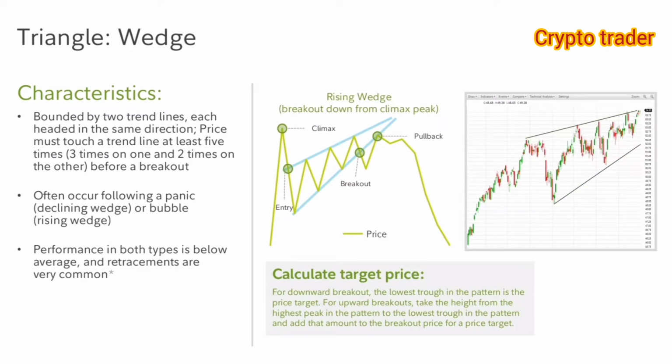Triangles. Wedges. Its characteristics: bounded by two trend lines, each headed in the same direction. Price must touch a trend line at least 5 times, 3 times on one and 2 times on the other, before a breakout. Often occur following a panic declining wedge or bubble rising wedge. Performance in both types is below average, and retracements are very common. See the example of rising wedge breakout down from the climax peak pattern, and how to calculate target price using candlestick.